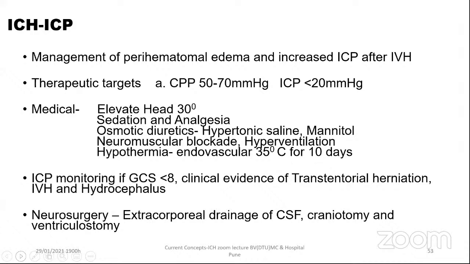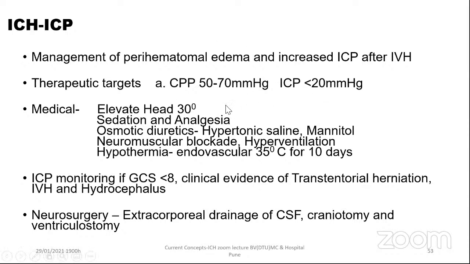The management of perihematomal edema and increased ICP after IVH. The therapeutic targets are, what we want is to keep the cerebral perfusion pressure between 50 to 70, and ICP should be less than 20. That means mean arterial pressure minus intracranial pressure is the cerebral perfusion pressure.